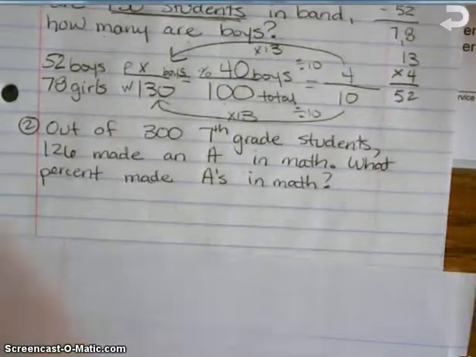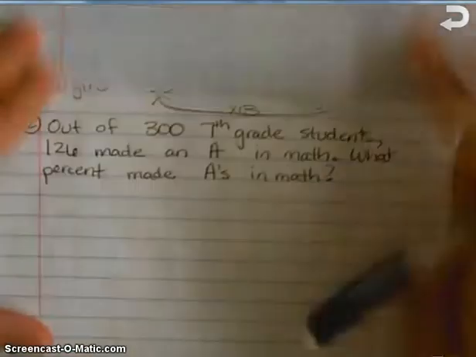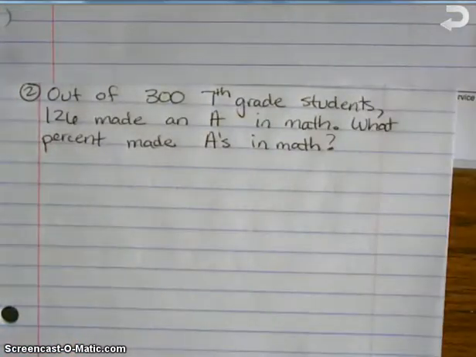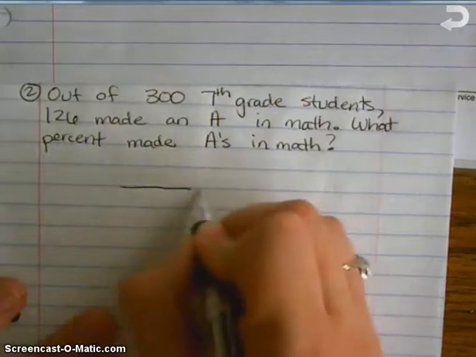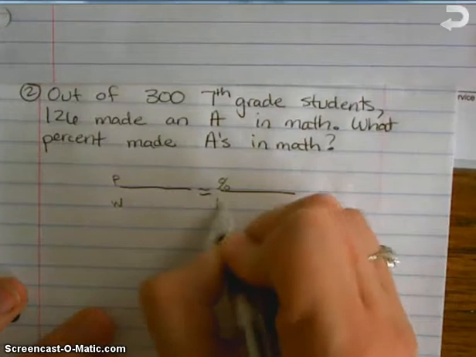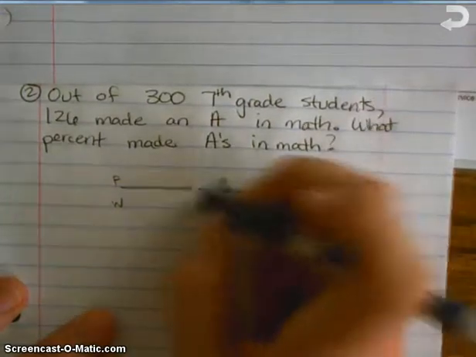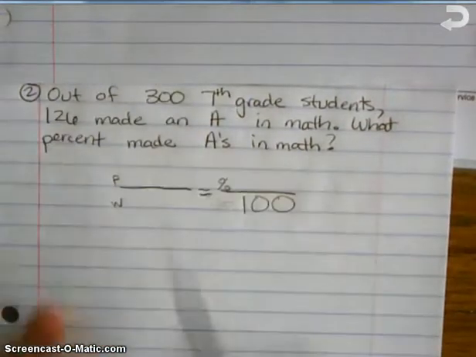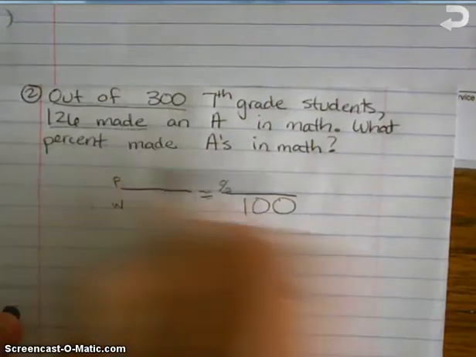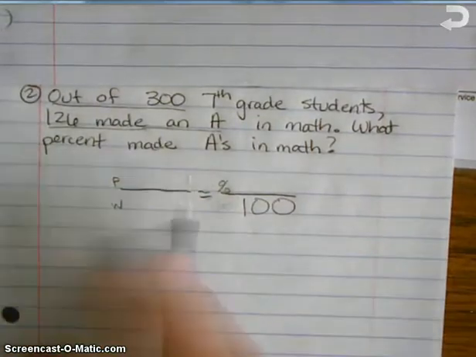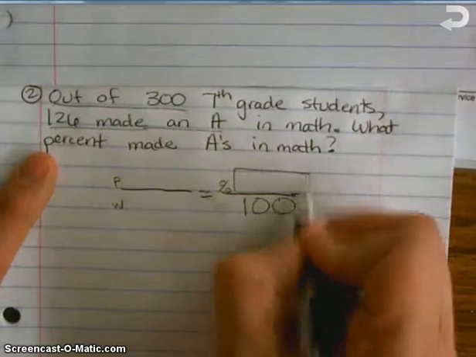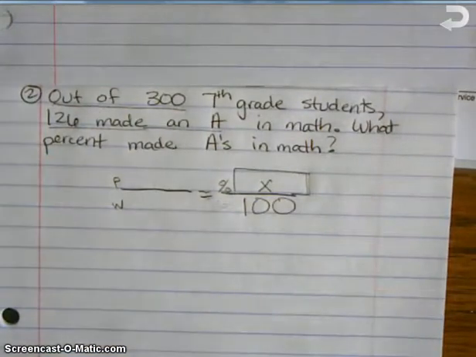Okay, the next question is, out of 300 7th grade students, 126 made an A in math. What percent made A's in math? This time we're going to set up the same generic proportion: the part over the whole equals the percent over 100. So 100 is the number that I know, and I'm going to put that there. Then it says out of 300 7th grade students, 126 made an A in math. So what percent made A's in math? Since the question says what percent, I know that this is going to be my variable. This is going to be X, because I want to know that information.